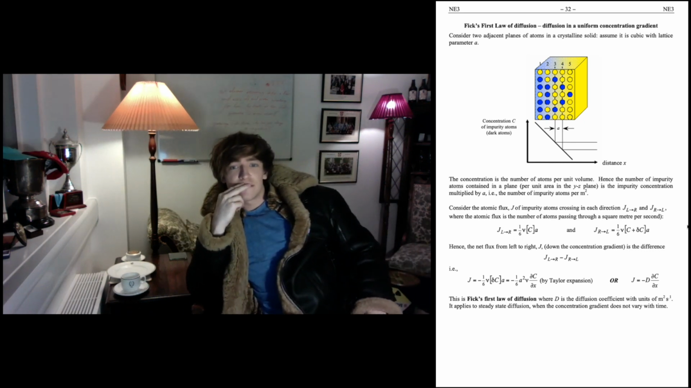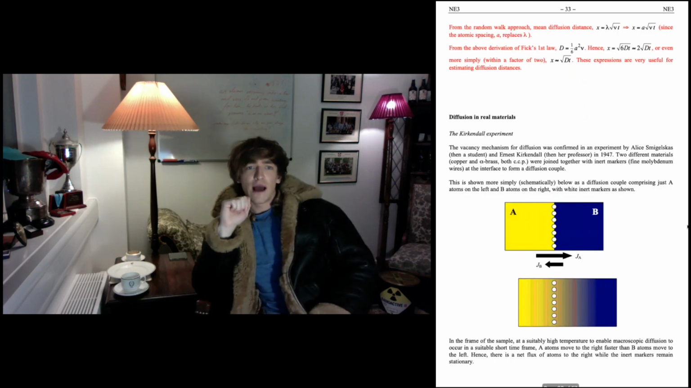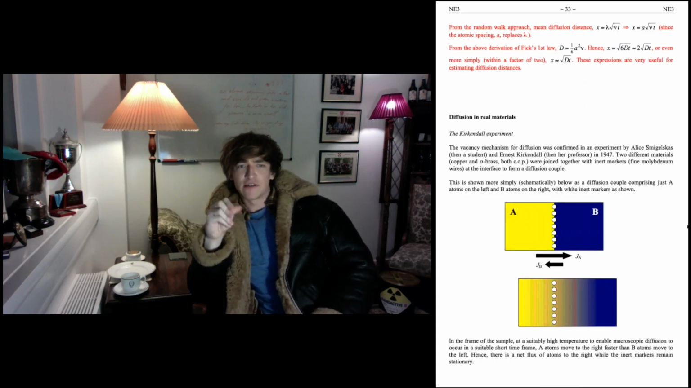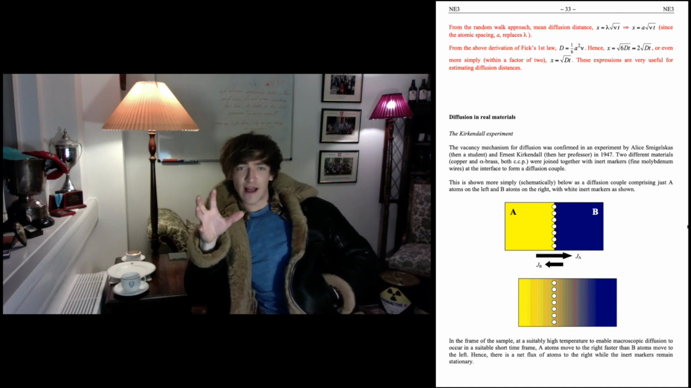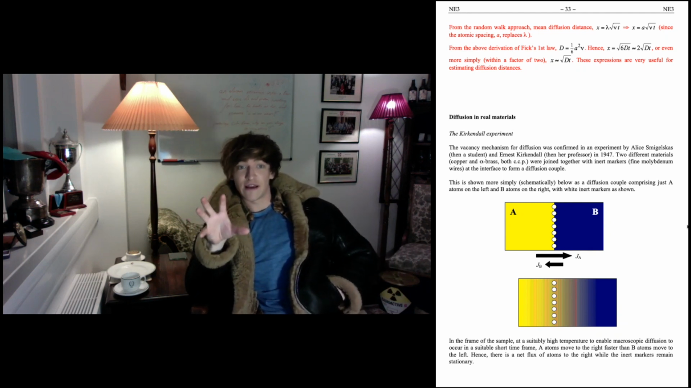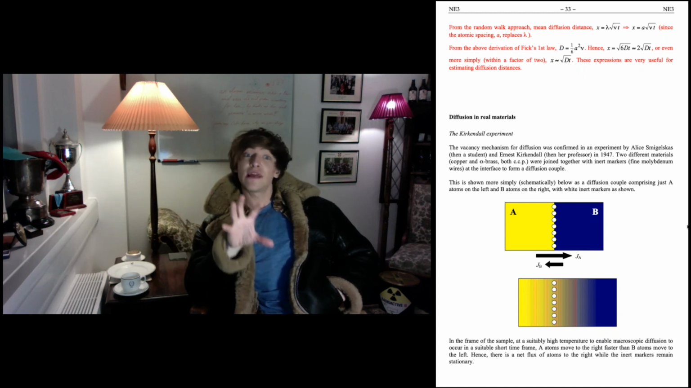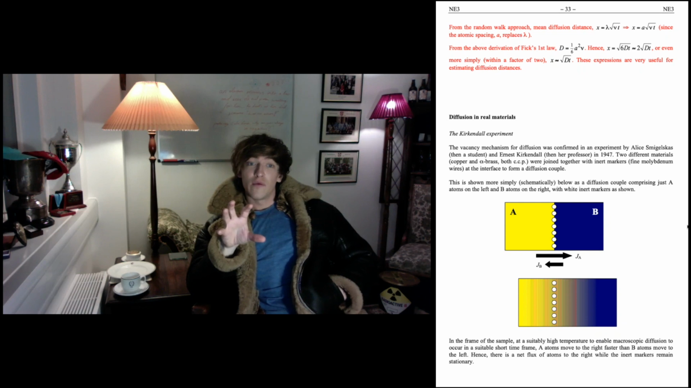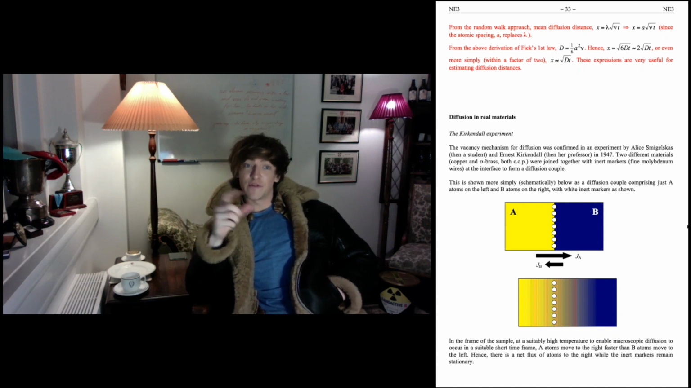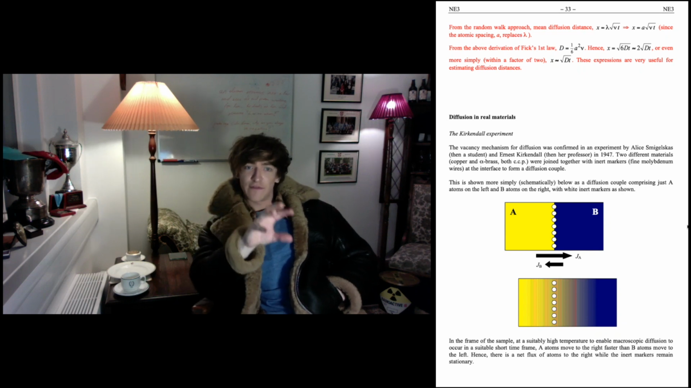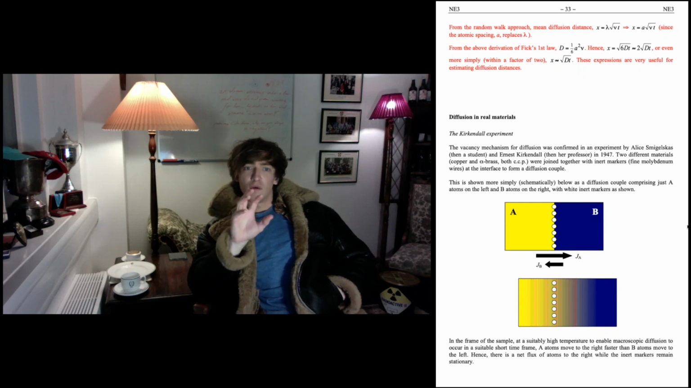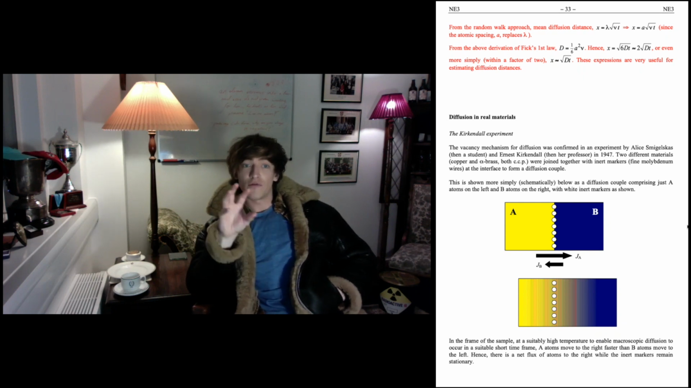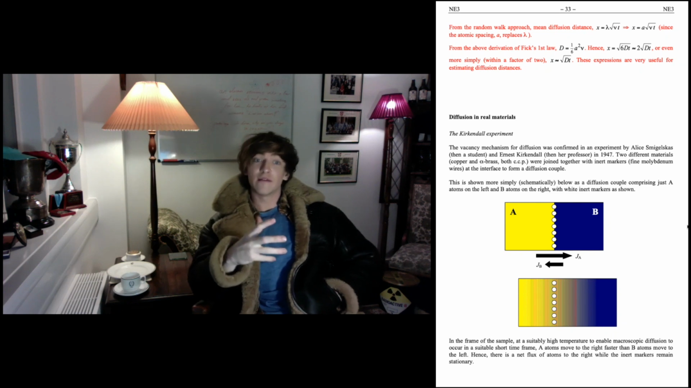So let's look now at a macroscopic scale phenomenon of diffusion, specifically the Kirkendall effect. Now, there was a Kirkendall experiment, and in the Kirkendall experiment, we can evidence the vacancy mechanism of diffusion I mentioned previously. Take two different materials. One on the left, if you look at this figure, of atoms A, one on the right of atoms B. And they're joined together with inert markers at the interface between the two, forming a diffusion couple.